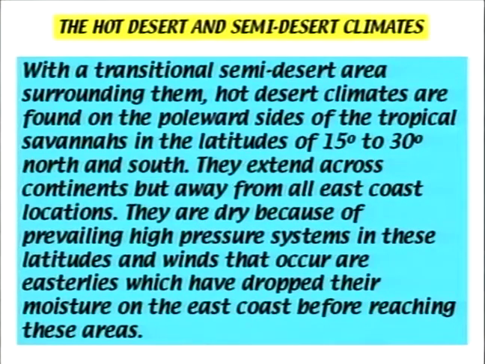They are dry because of prevailing high pressure systems in these latitudes, and winds that occur are easterlies, which have dropped their moisture on the east coast before reaching these areas. So one can say that hot deserts of the world are generally located between 15 degrees to 30 degrees north and south of the equator on the western sides of continents. On the same latitude on the eastern sides of continents sits the tropical maritime climate. On the western side sits the hot deserts.